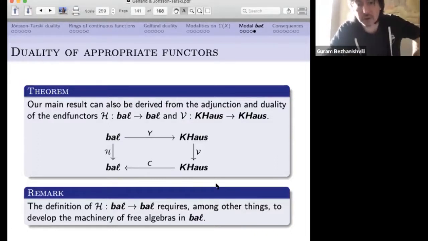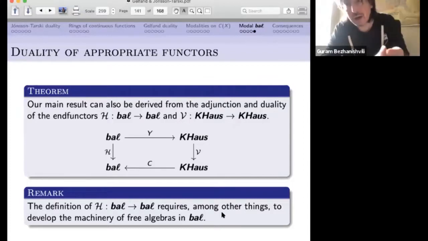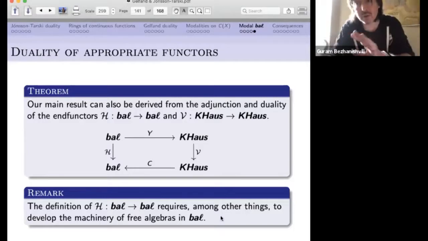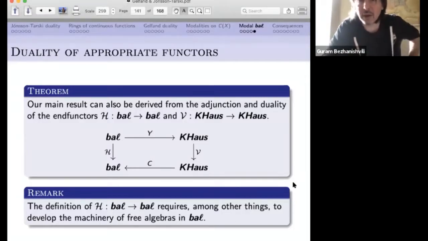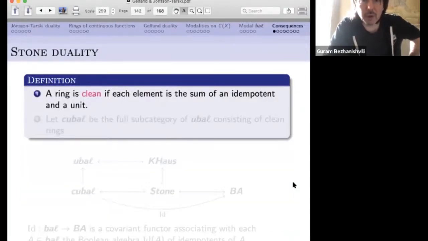There are some technical difficulties to overcome here also, because we need to develop the machinery of free algebras in BAL. Remember that unlike Boolean algebras, which form a variety, closed under homomorphic images, subalgebras, and products, some axioms of BAL are not equational, like boundedness and Archimedean. These are not equational properties, and so free objects don't exist in BAL in their standard form. In fact, you have to adjust things very carefully. But again, I'm skipping the details because I'm running out of time. Let me quickly talk about some consequences.